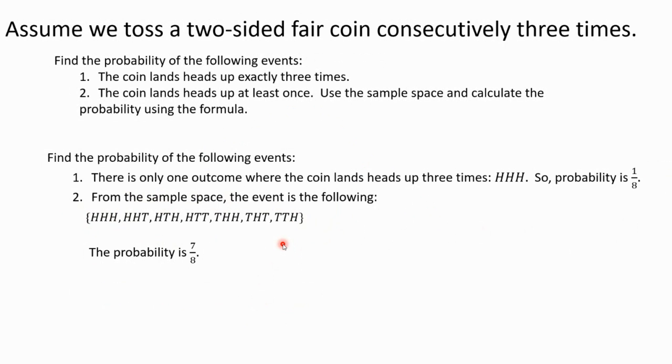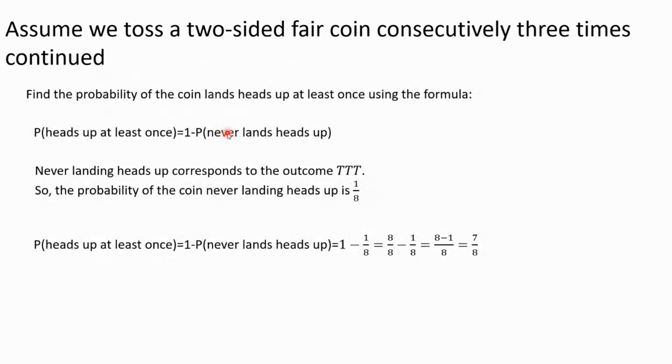Okay. So again, the coin lands heads up at least once, so every outcome has at least one head in it, at least one H, that is. So there are 7 out of 8. So the probability is 7 out of 8. Okay, so that's using the sample space.